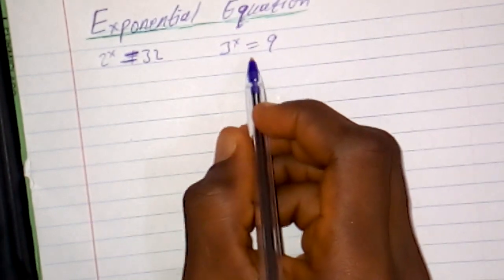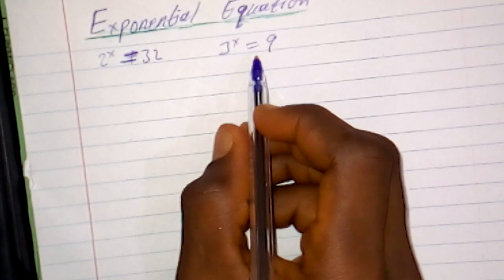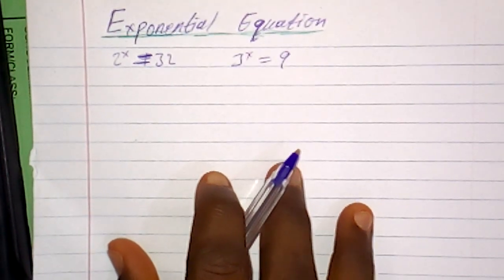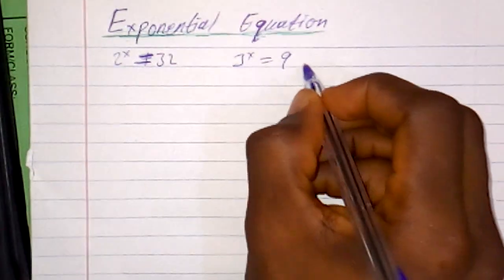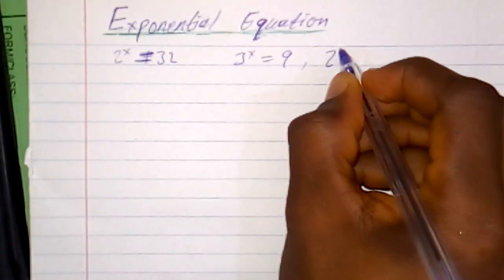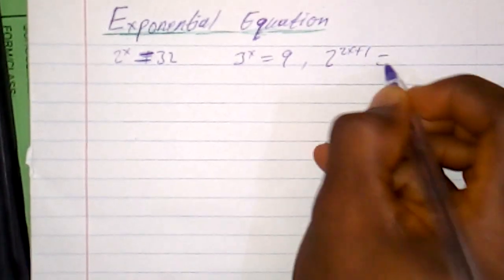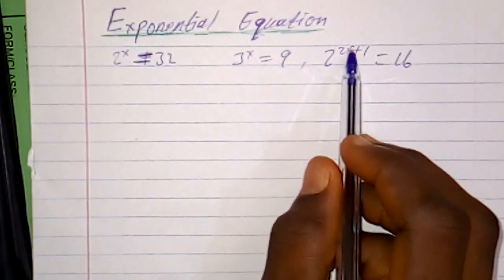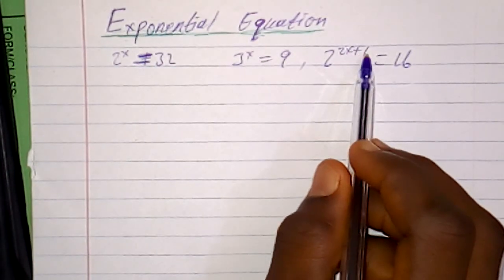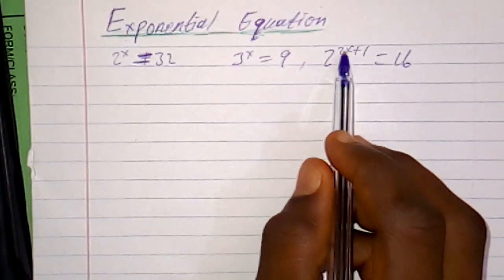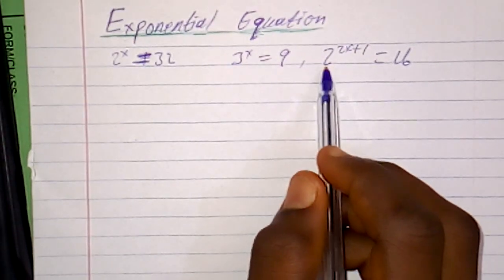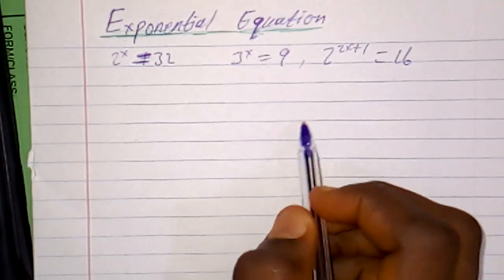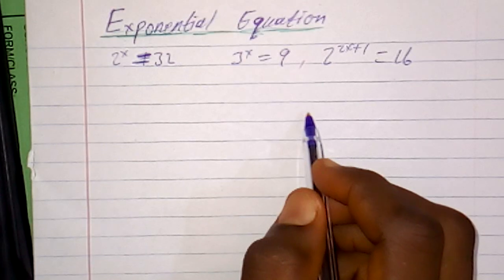So anytime you see a variable as a power and there's an equals sign, automatically you should take note that that particular equation is an exponential equation. Another example: 2 raised to the power 2x plus 1 equals 16. This is an exponential equation. Why? Because of this x in the power, and the 16. That's what makes it an exponential equation.